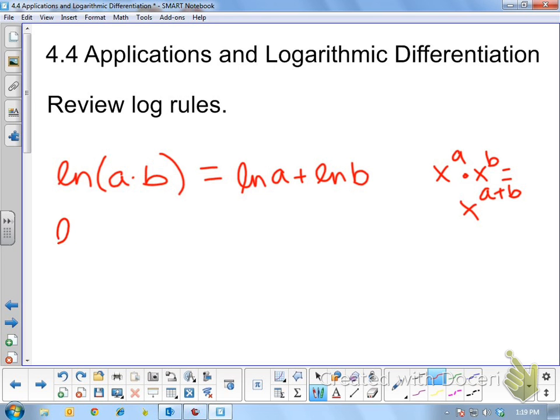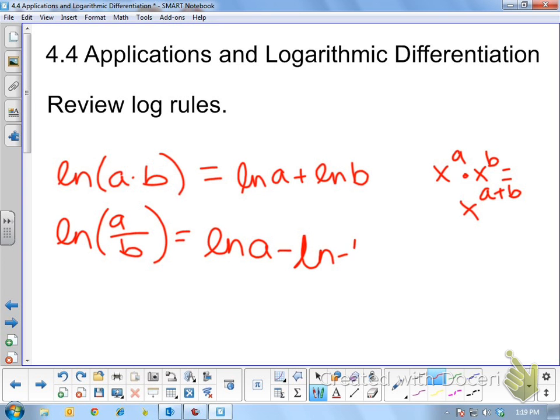So what if I have a divided by b? So minus. Divide means minus. Wrote an extra minus sign that I did not mean. These also work for just basic logarithm. I can say log base a. Just more often we work with natural log in calculus. It's the most common one we work with.